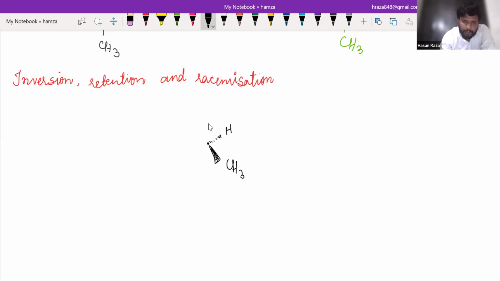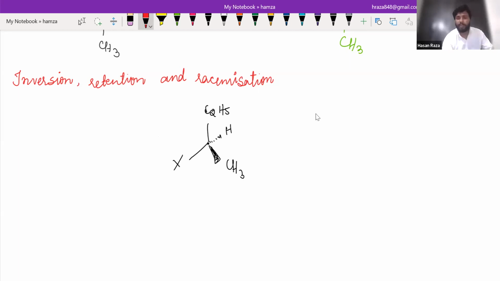CH3 is also attached, and then here it is C2H5, and then again here it is X. Now you have seen that in SN2 reaction there will be back attack. Always in SN2 you have seen that back attack will be there. From the front side the reaction is not possible. If you remember, please let me know, and if you don't remember, please let me know. I will explain again.